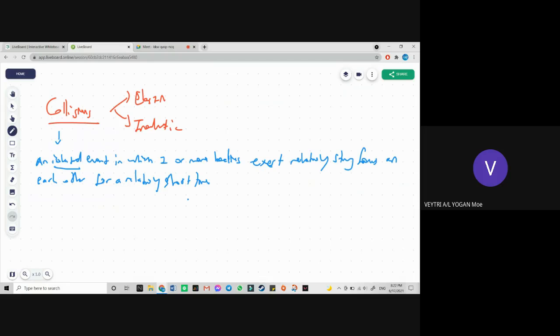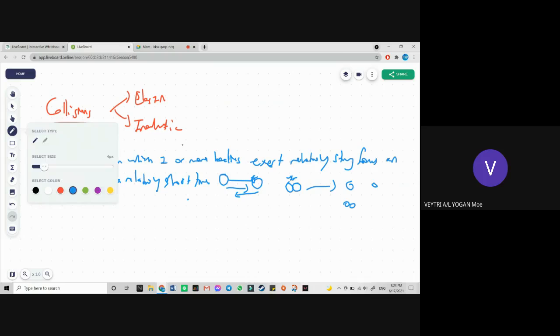So, two particular bodies moving towards each other. Let's say here, move towards each other. Another ball. With an exerting relatively strong forces on each other for a relatively short time. Maksudnya benda ni nak datang sini, or benda ni nak datang sini, makan masa lama. Tapi collision, where both of them collide, sekejap je. Lepas tu akan jadi something else. It's either they move away or they stick together and move somewhere. Alright? That is the general definition of collision.